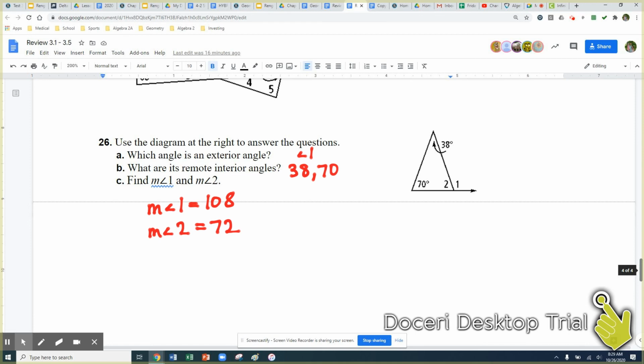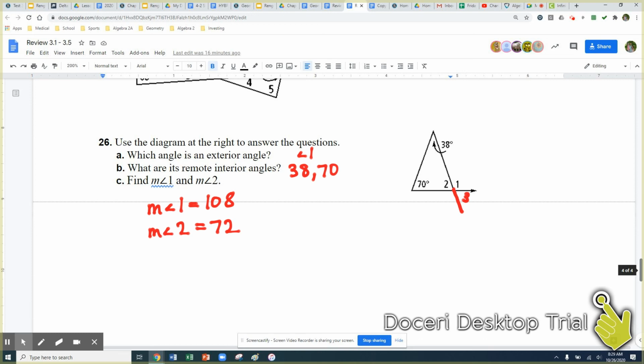Sometimes the diagrams are going to try to confuse you. If this was extended this way and this angle 3 right here was presented, now I know angle 3 is on the exterior of the triangle, but angle 3 is not an exterior angle. If you look at angle 3 and 2, what relationship do angle 3 and 2 have? They are going to be congruent. But then what type of pair of angles are they? They're vertical angles. So 2 and 3 would not be considered exterior with each other. They would be vertical with each other.